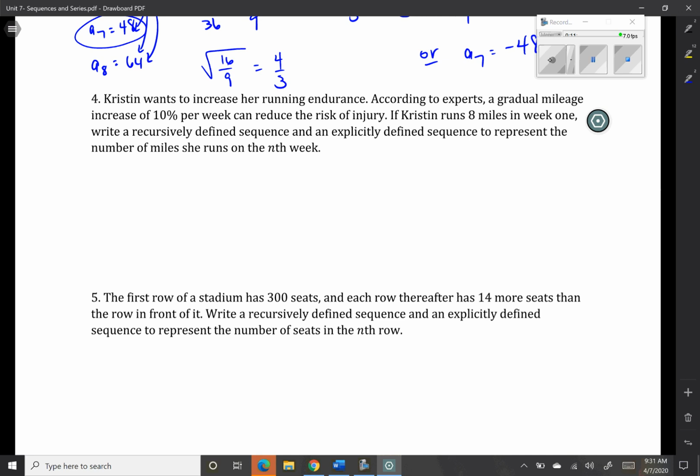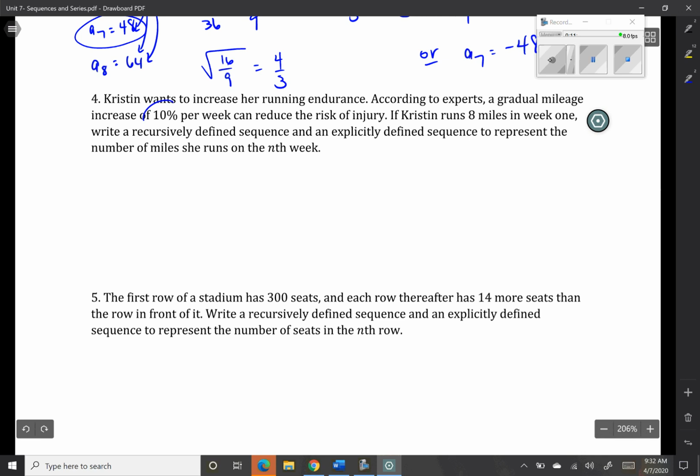Let's keep going. Number 4 says Kristen wants to increase her running endurance. According to experts, a gradual mileage increase of 10% per week can reduce the risk of injury. If Kristen runs 8 miles in week 1, write a recursively defined sequence and an explicitly defined sequence to represent the number of miles she would run in the nth week.